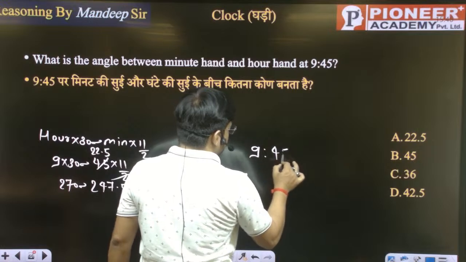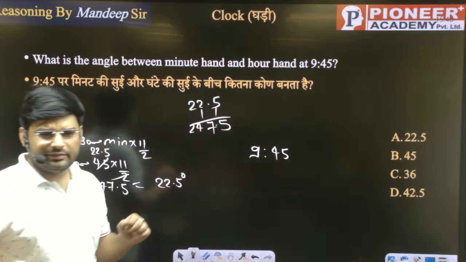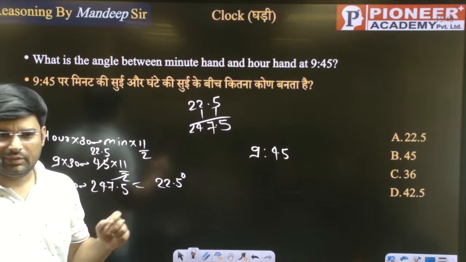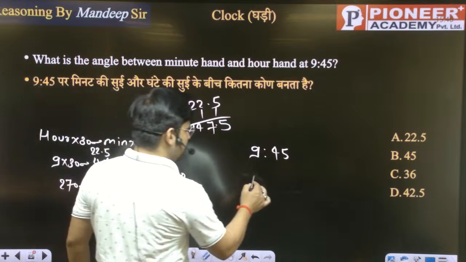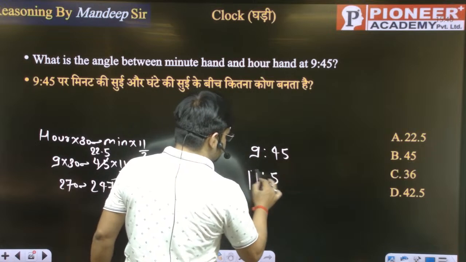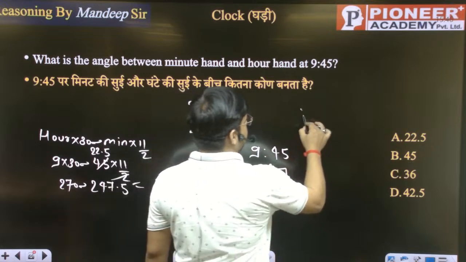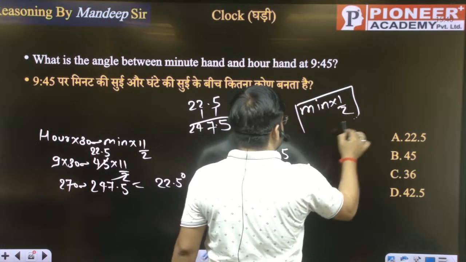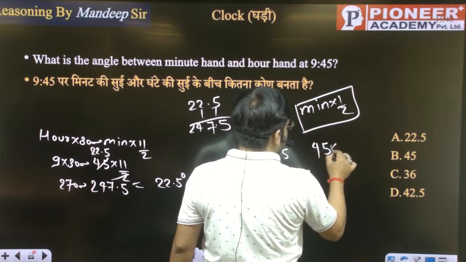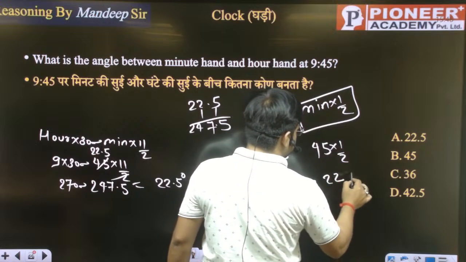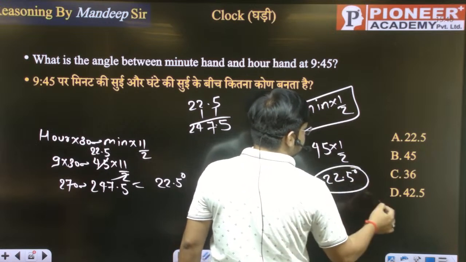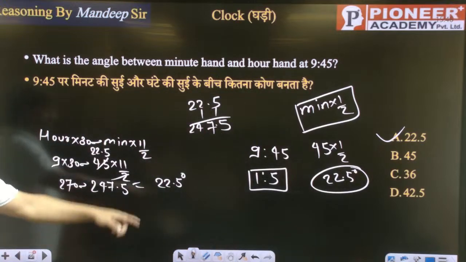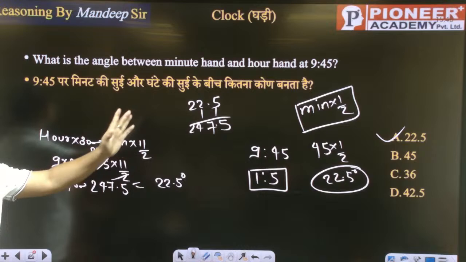9:45. What is the ratio between 9 and 45? 1 by 5. When we get the ratio 1 by 5, then we will do minute into 1 upon 2 and we'll get our answer. Minute is 45. 45 into 1 upon 2, it's 22.5 degrees. Only when we get the 1:5 ratio.